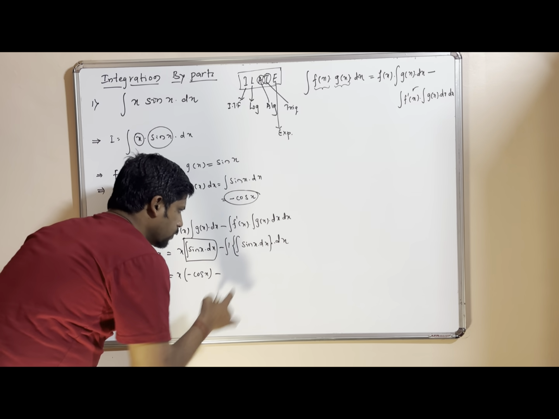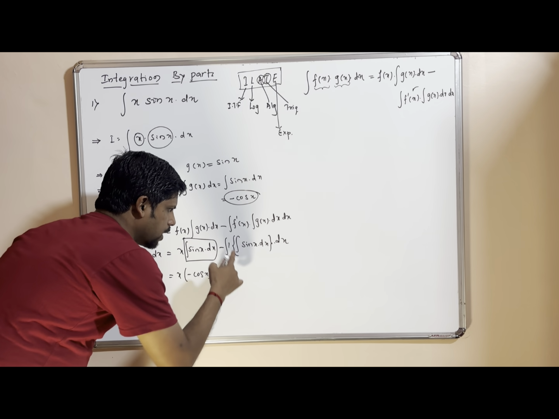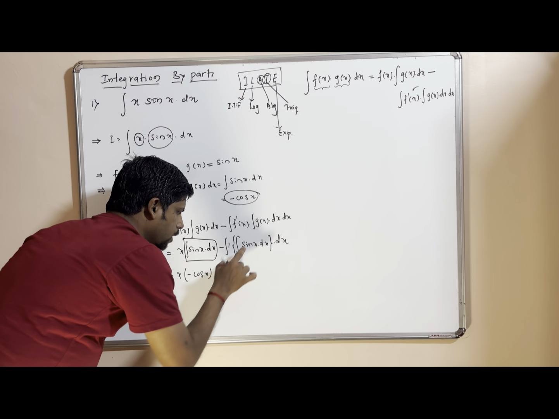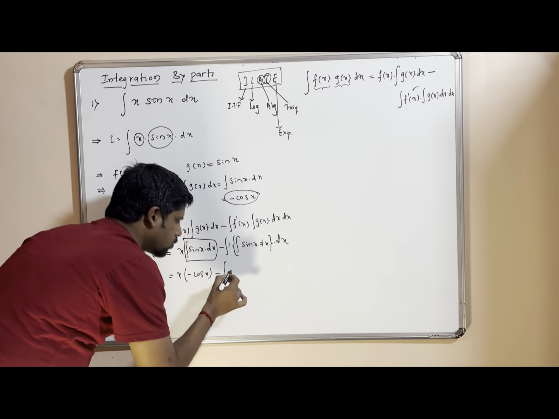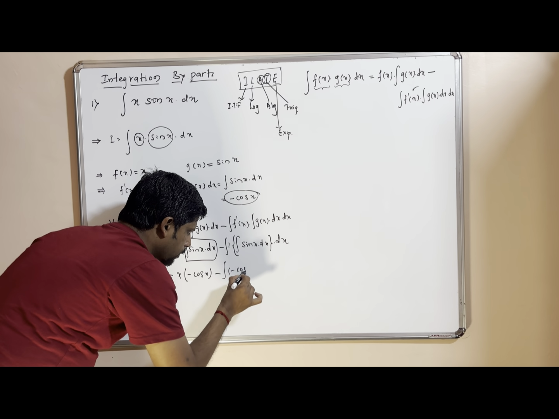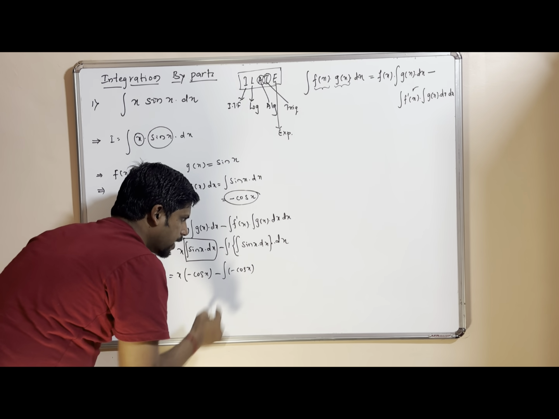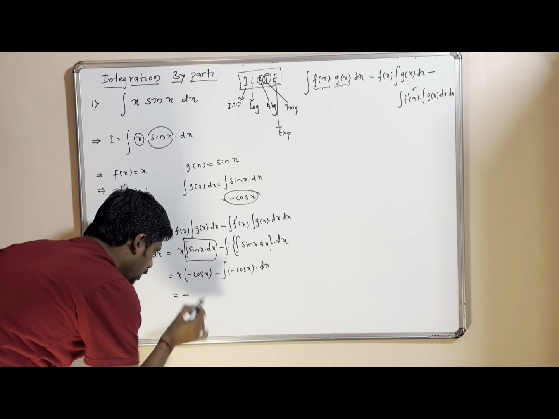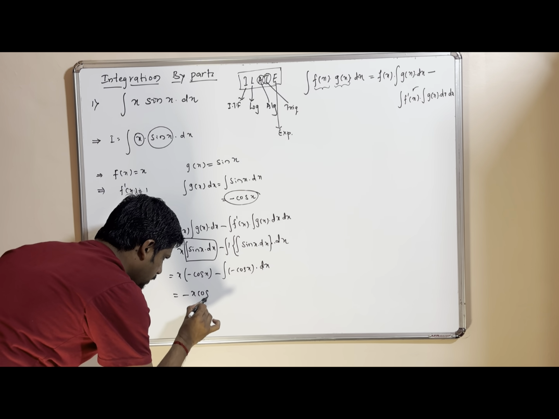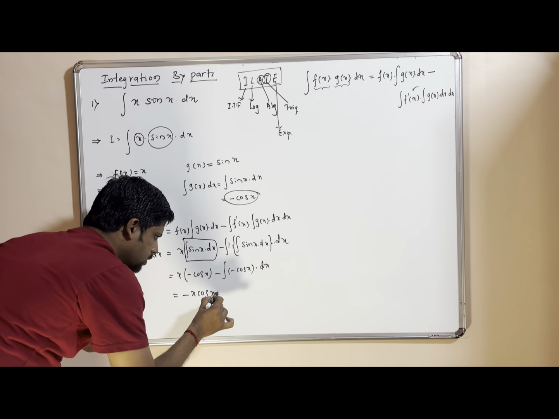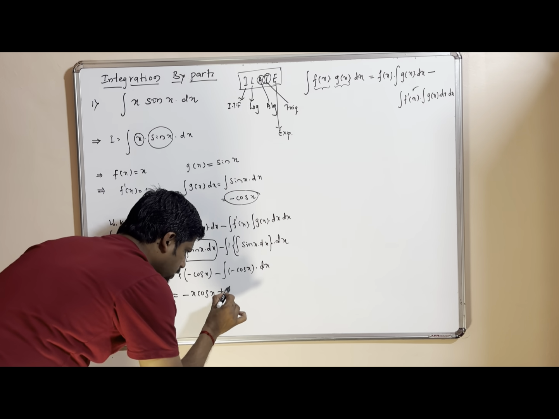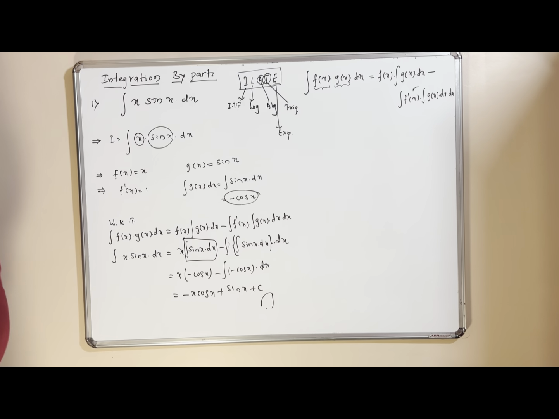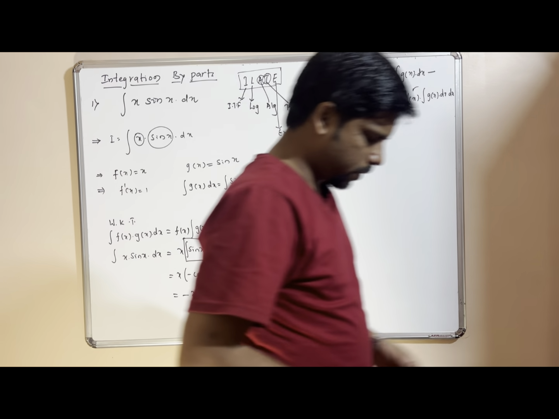So minus 1 into integration of sin x, that is integration of sin x only. So that is integration of 1 into integration of sin x, which is minus cos x, into dx. So here we get minus x cos x, minus into minus becomes plus, integration of cos x is sin x, right? Sin x plus c, which is the required solution. Note it down.